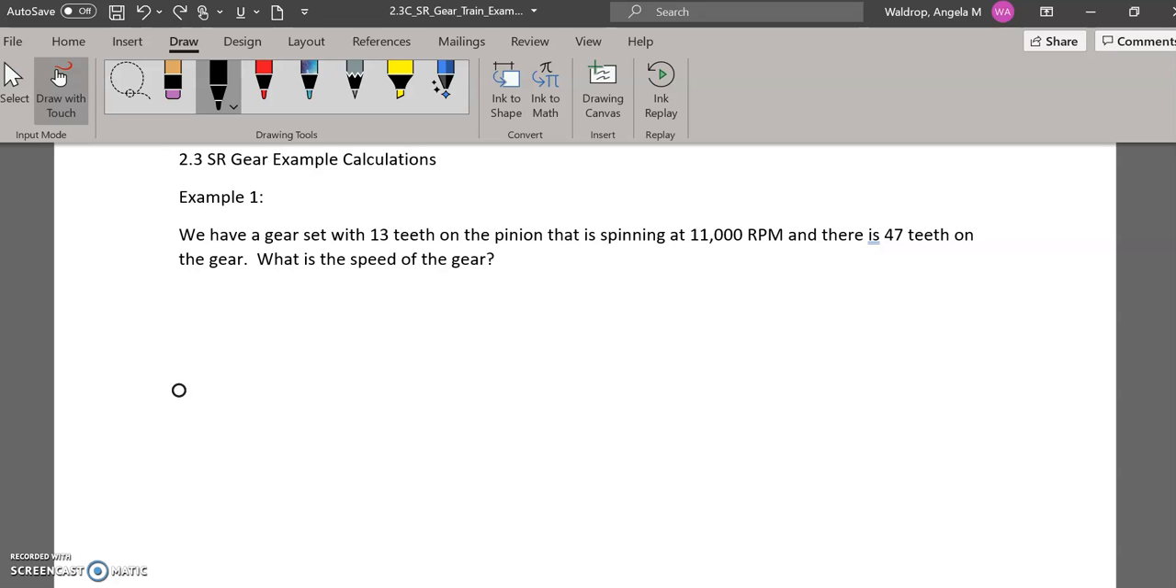Today what we're going to learn how to do is some gear train calculations. So we have 3 example problems. 2 are very simple, and the third one is going to have multiple reductions.